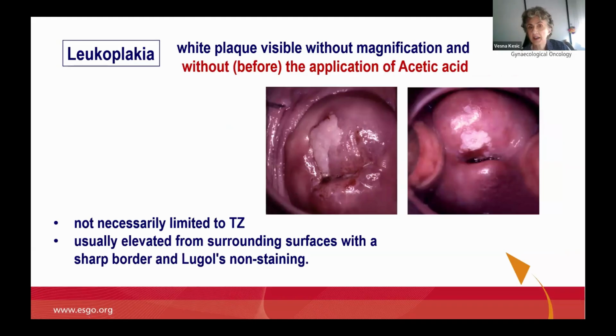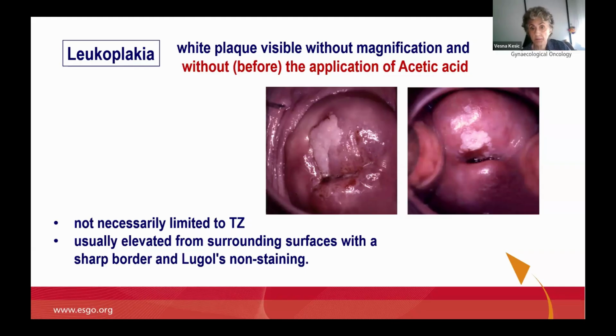What is leukoplakia? It is a white plaque visible without magnification, and very important, before the application of acetic acid. If you don't see something before the acetic acid and it appears white later, it's not leukoplakia. We see it before we put acetic acid, and it is not necessarily limited to the transformation zone.